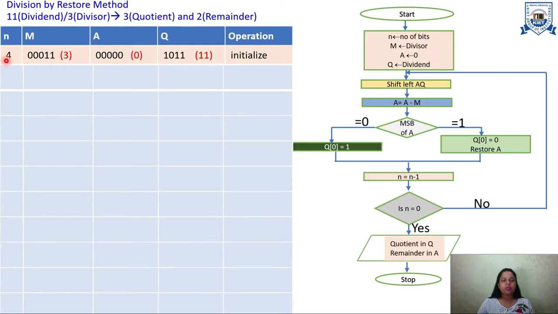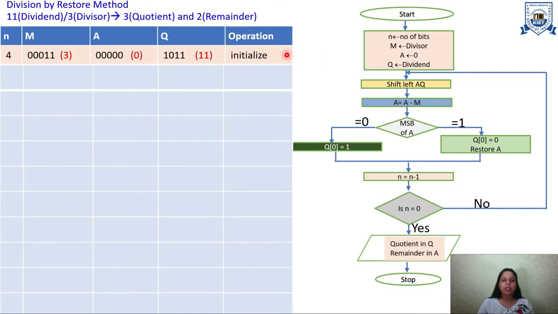If the value of n is 4, then we will place n plus 1 bits here. Next, in the Q register we need to place the dividend. The dividend is 11, so the binary value for 11 is written here. Now this dividend will decide the value of n, and whatever the size of n is, n plus 1 is the size of these registers M and A. Now this step is the initialize step.